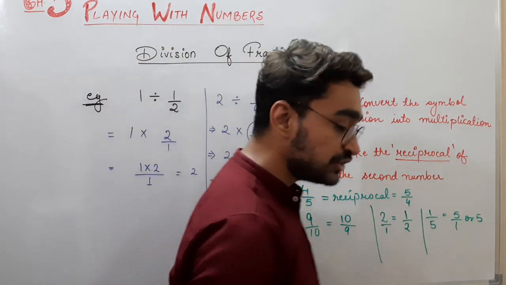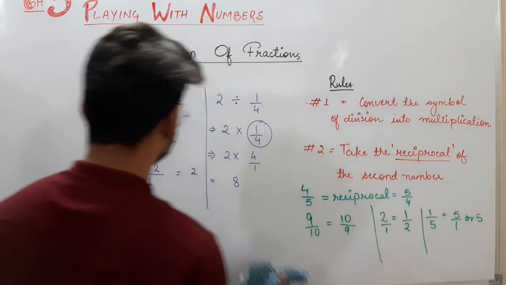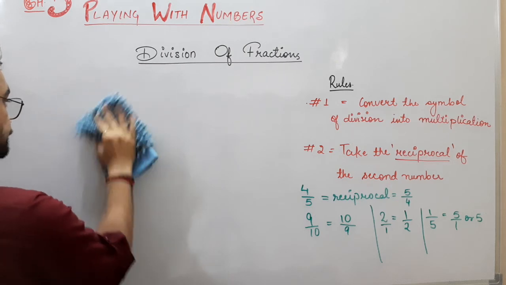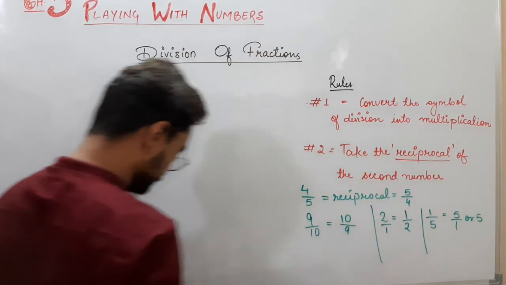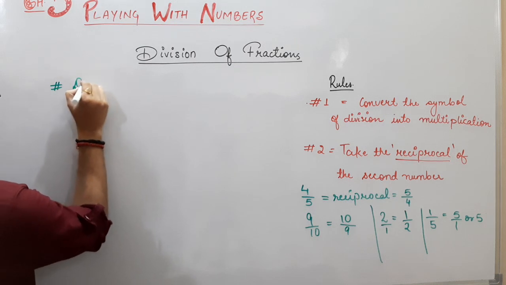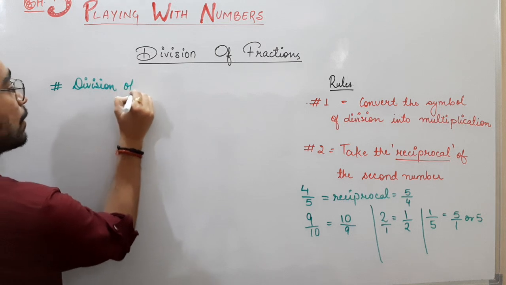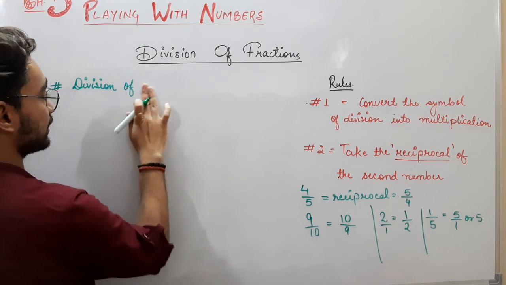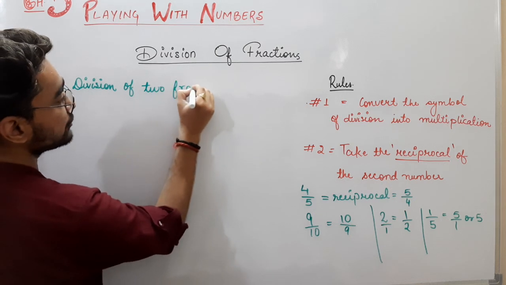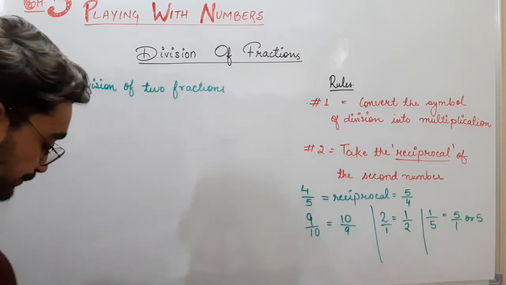So division of fractions is quite easy. We just only have to follow the two rules. Now let us take a few more examples, like division of two fractions. If we need to divide two fractions, how can we do it?